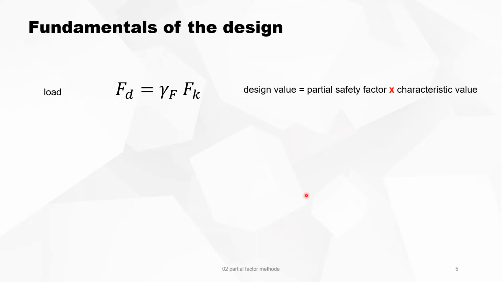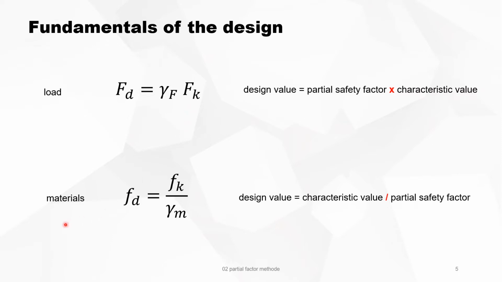If you look at the design value of a load, that means the load that you use in your calculations, then the design value equals a partial safety factor times a characteristic value of the load. If you look at the materials, the design value for a material is the characteristic value divided by a partial safety factor. If it's about steel, then it's gamma S instead of gamma M. If it's about concrete, then it's gamma C instead of gamma M.